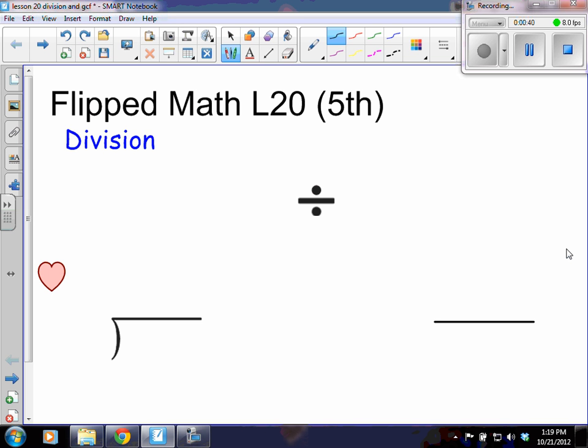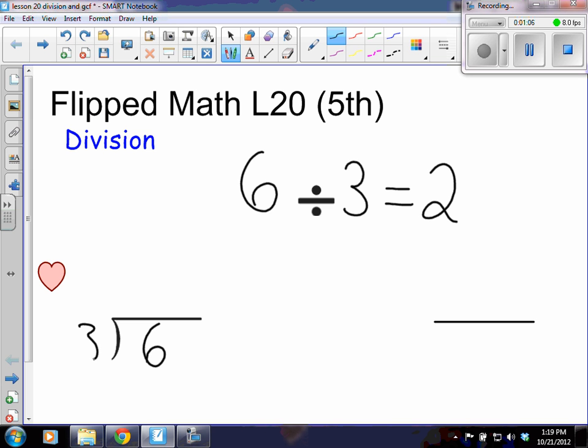First of all, I can start with a very simple problem like 6 divided by 3, and you know that will equal 2. And so I've written a division problem, and now this is using the division symbol. I can also use a division box and do the same process. I can put 6 in the box, I'm going to put 3 outside of the box, and I'm going to get my answer of 2 right on top. So, same problem, same answer, written just a little bit differently.